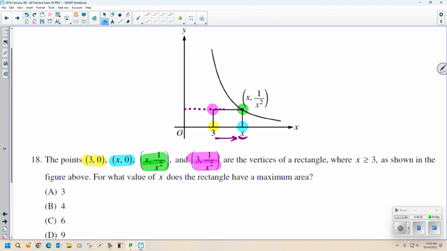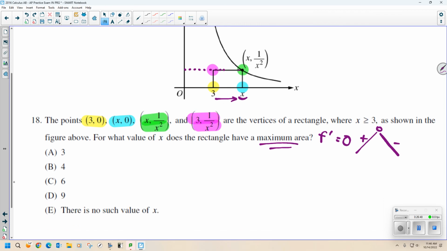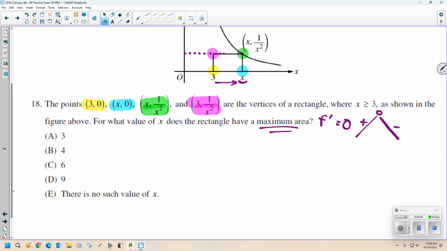As shown in the figure above, for what value of x does the rectangle have a maximum? Mins and maxes are first derivative, okay? And again, I want to find the max point, which means I need a critical point, figure out where that's 0. And I want to have a positive slope and a negative slope around that point where we have a 0 for the first derivative. That is essentially what we're going to do. The problem is we don't have an equation to take the first derivative of.